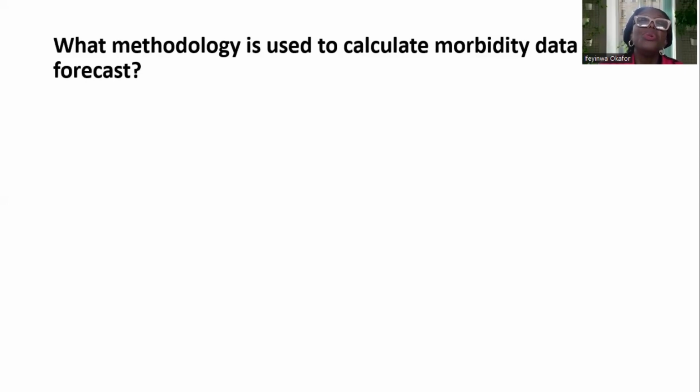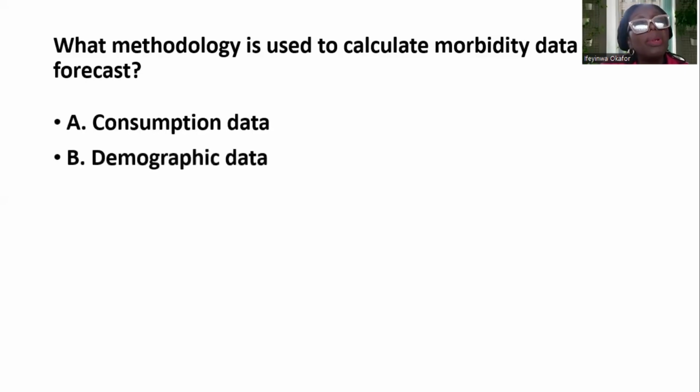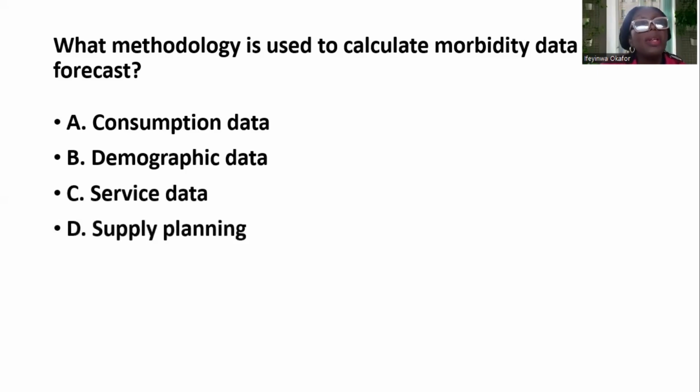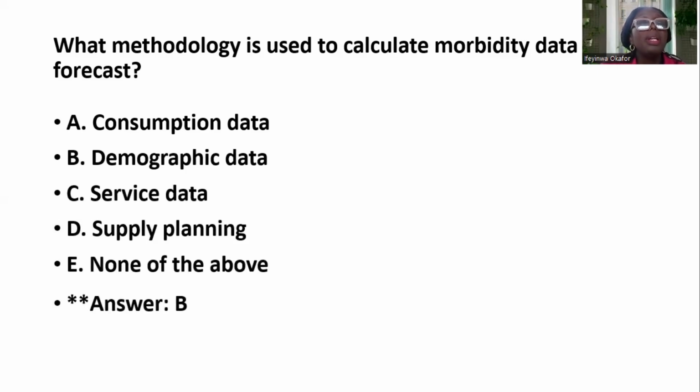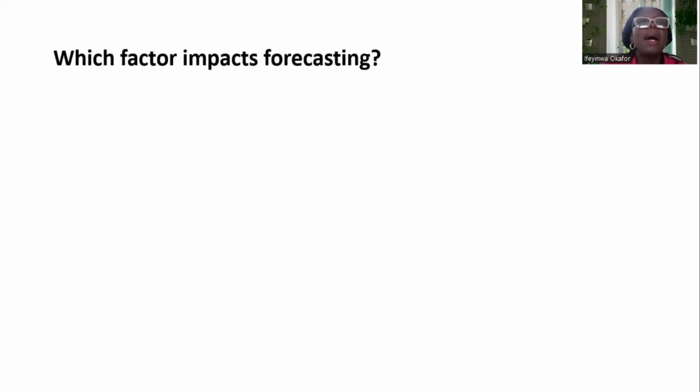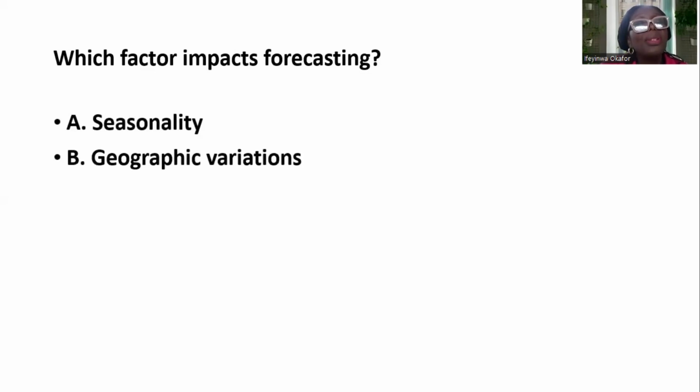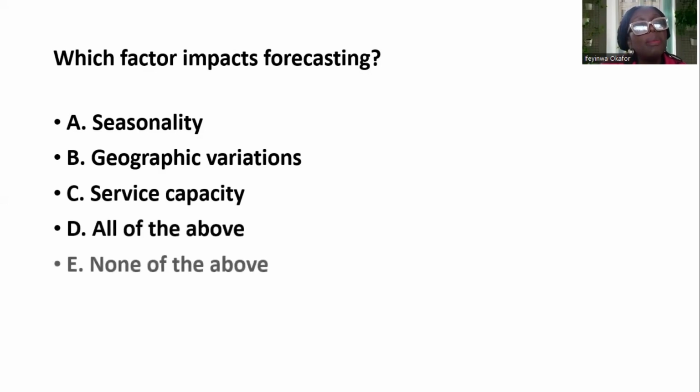What methodology is used to calculate mobility data forecast? Consumption data, demographic data, service data, supply planning, none of the above, and the answer is B, demographic data. Which factor impacts forecasting? We have seasonality, geographic variations, service capacity, all of the above, none of the above. Can you guess the answer? The answer is D, all of the above.